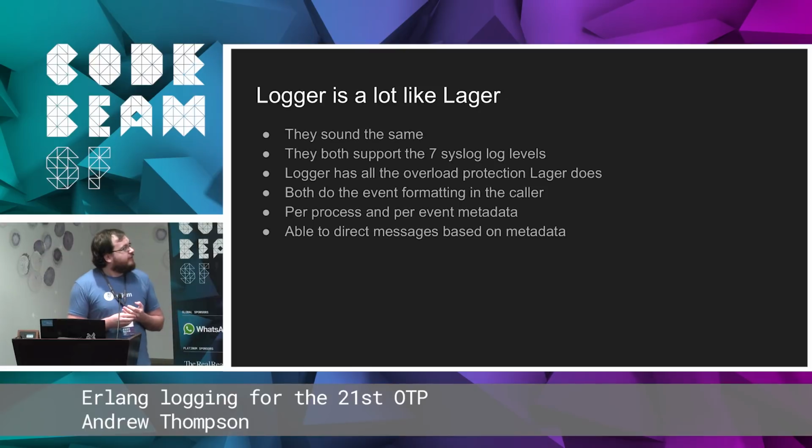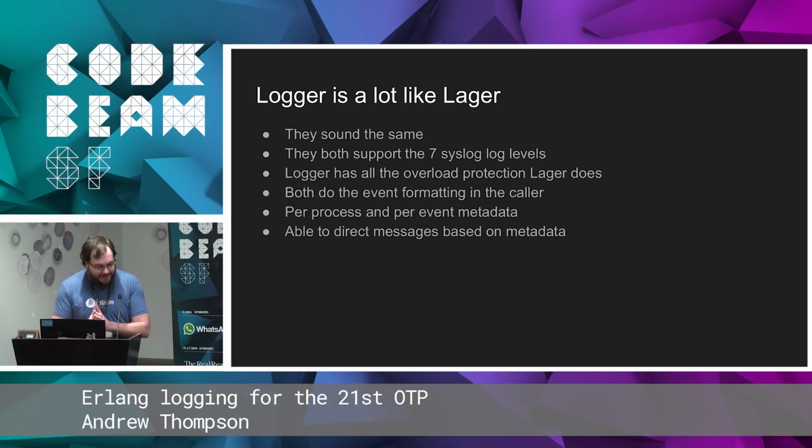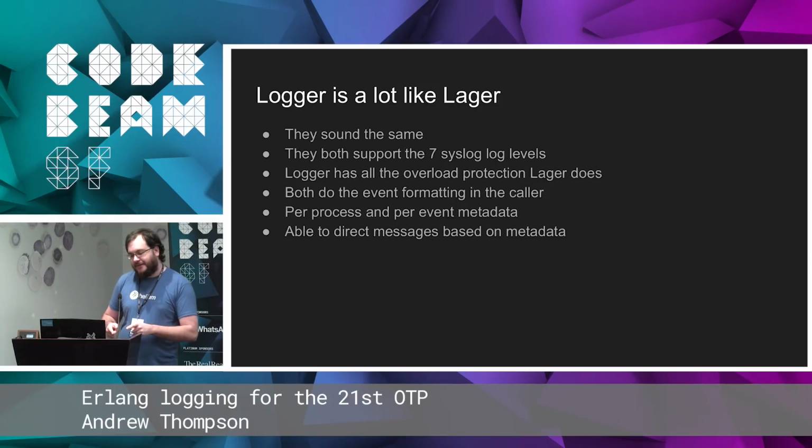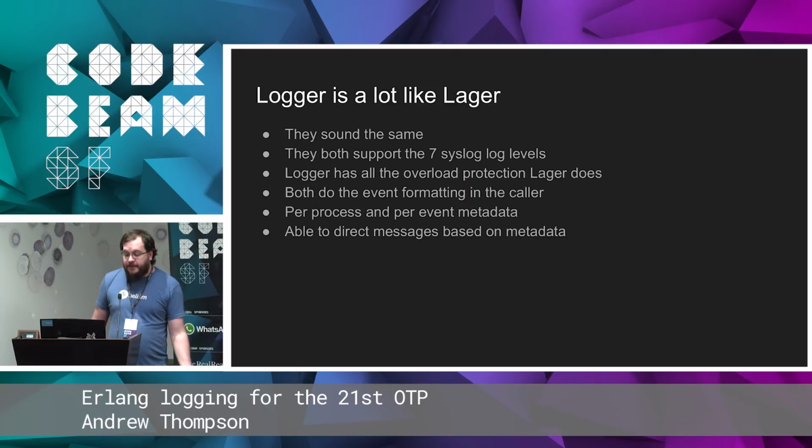So they're really a lot alike. The OTP logger is a lot like mine. And it's going to get really hard because they are homonyms. They sound the same. So I'm going to try to say "the OTP logger," but I may screw up, and hopefully the context will make it clear. They both support the 7 syslog levels. Back in errorlogger, you really got 2 or maybe 3 log levels, depending on how you'd configured it. As I said, the OTP logger has all of the overload protection that Logger does, both through the event format and the caller. They both have per process and per event metadata.